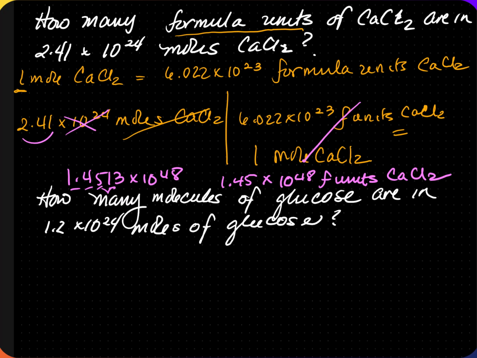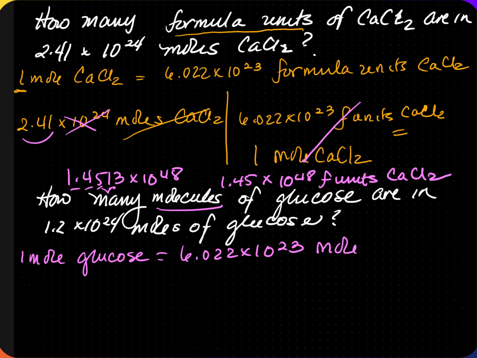So how many molecules of glucose are in 1.2 times 10 to the 24th moles of glucose? Again, since it's molecules, we know it's Avogadro's. So 1 mole of glucose is equal to Avogadro's number, 6.022 times 10 to the 23rd molecules. We don't write units, it's molecules here of glucose.